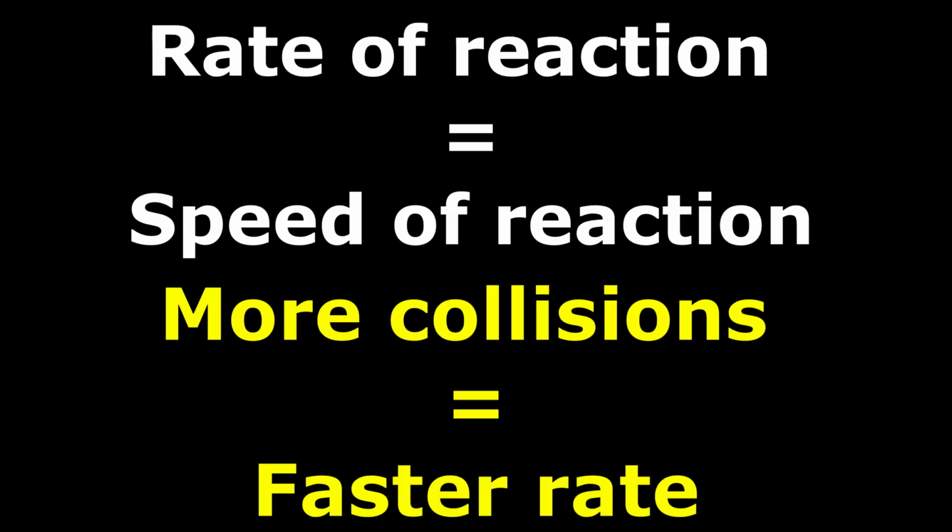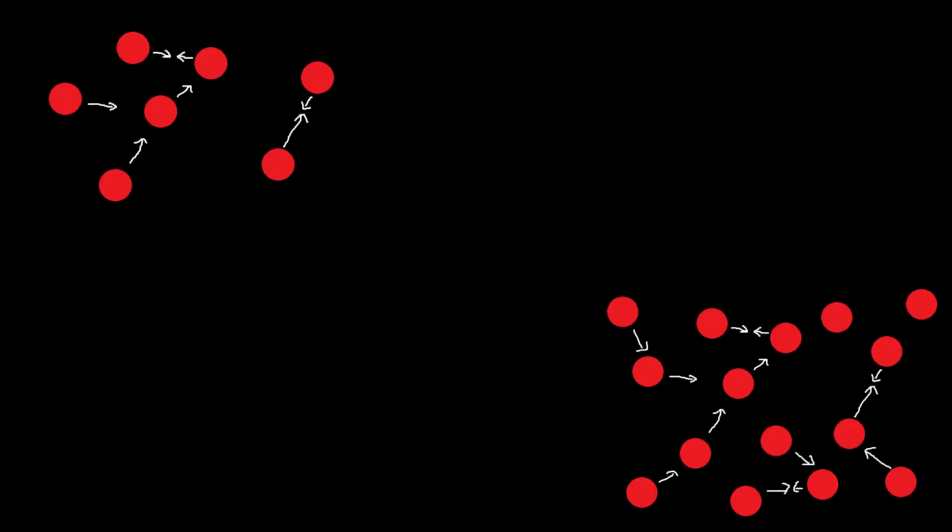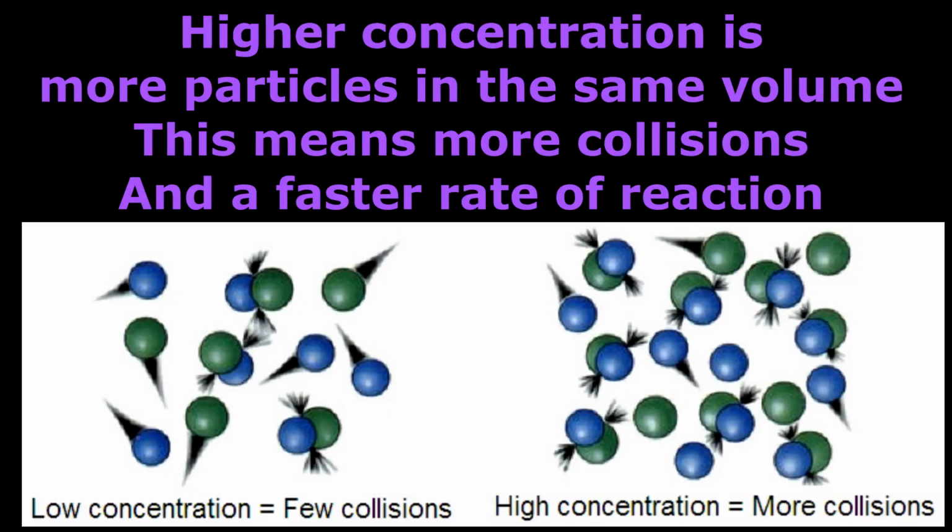This means that we can change certain conditions that the reaction is under in order to increase or decrease the amount of collisions and therefore change the rate of reaction. Remember when you're answering questions about this that it is always going to be about the number of successful collisions. So what can we change? Well, we can change the concentration of our reactants.